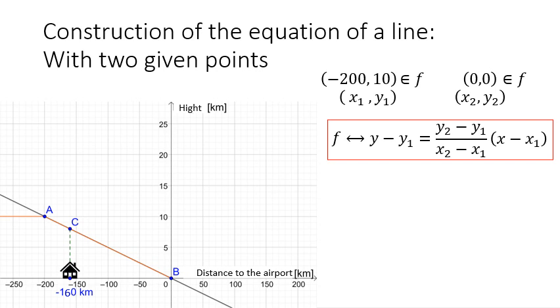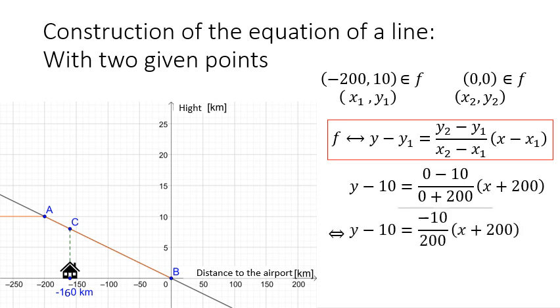Now we fill everything in. y minus y1 becomes y minus 10, y2 minus y1 becomes 0 minus 10, x2 minus x1 becomes 0 minus (-200) or 0 plus 200, and x minus x1 becomes x minus (-200) or x plus 200. Now, we will first get rid of the fraction. 0 minus 10 is equal to minus 10, and 0 plus 200 is equal to 200, and then minus 10 divided by 200 is equal to minus 1/20.